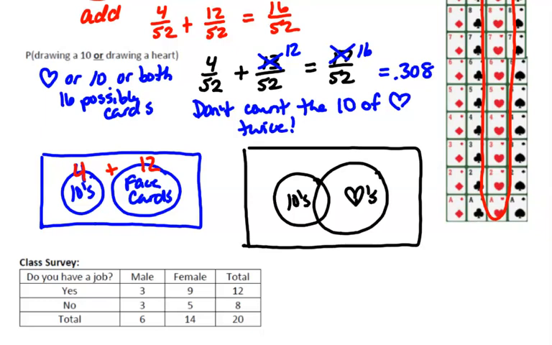This represents the 10 of hearts. The 10 of hearts is in both groups. So there's 1 in this category. So there's 1 in the 10 of hearts. There are 3 other 10s. I need to undo that.